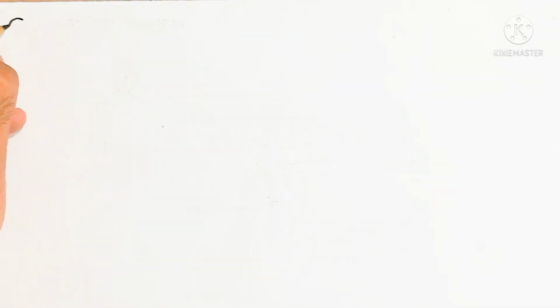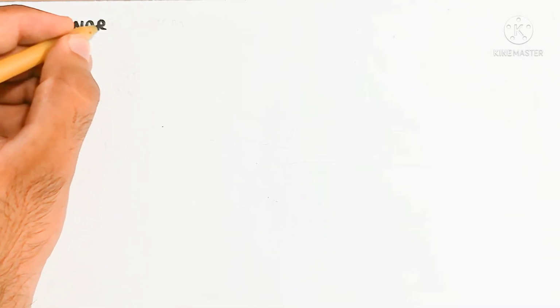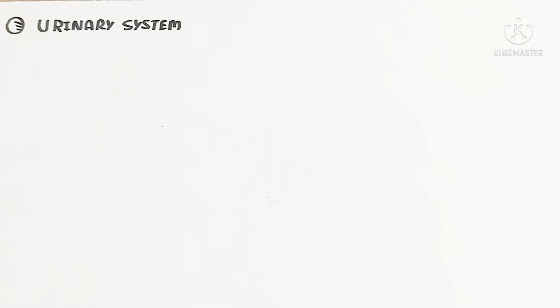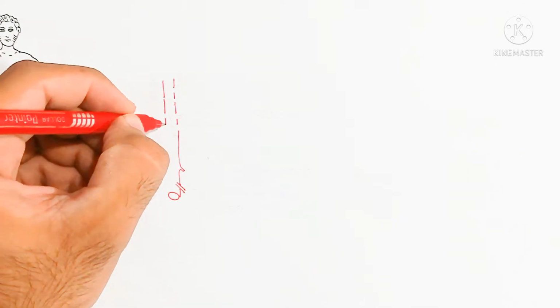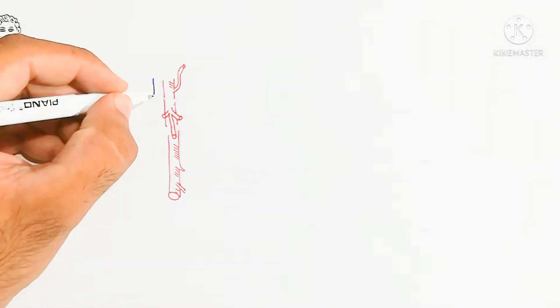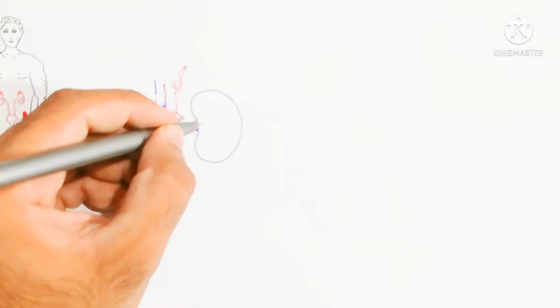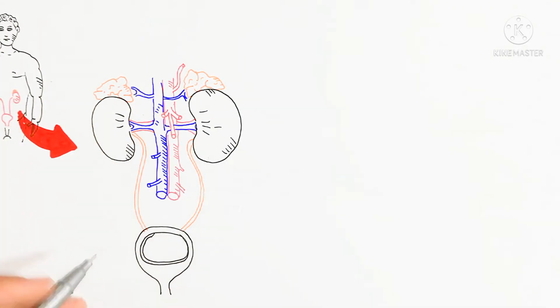Hello, in this video we will discuss the urinary system. The urinary system contains a pair of kidneys, where the left one is positioned higher than the other. Here is the human urinary system. The blood supply comes from the descending aorta, while the deoxygenated blood is carried away by the inferior vena cava.